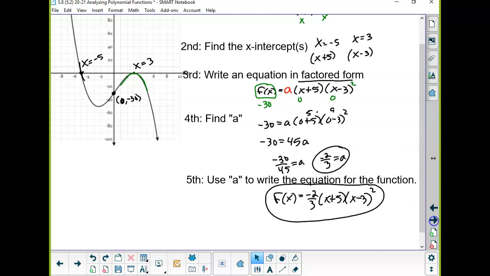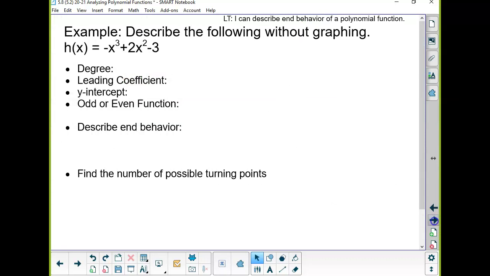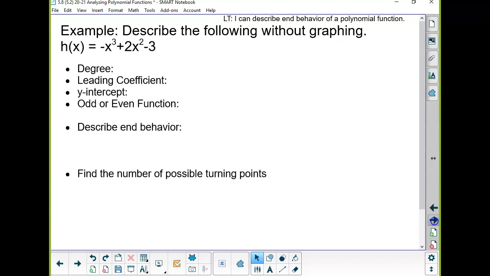So, we're not going to do this one, but I just wanted you to know that you could describe all of this stuff without looking at a graph, just by looking at the degree and the leading coefficient. Right? You know if it's odd or even. You know if it's increasing or decreasing because of the a value.